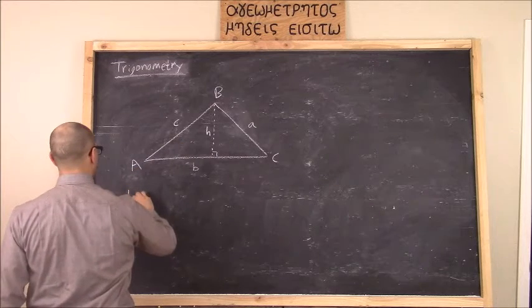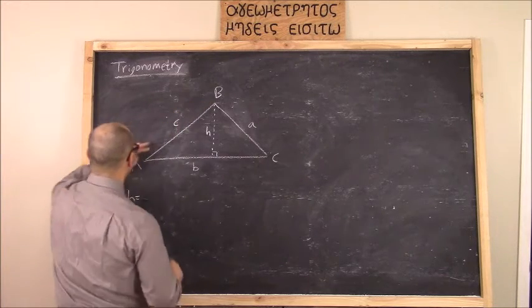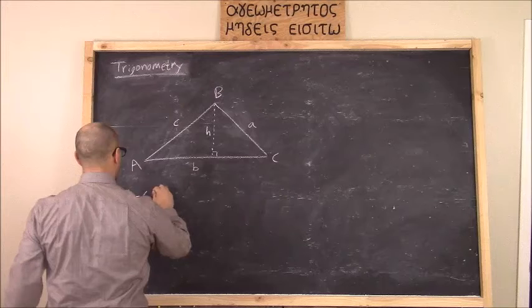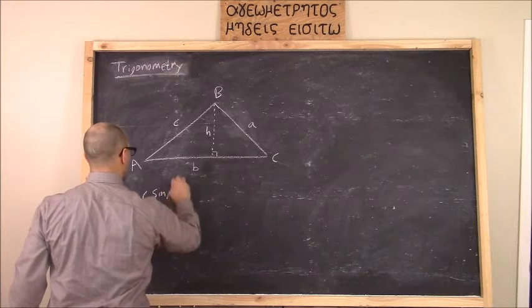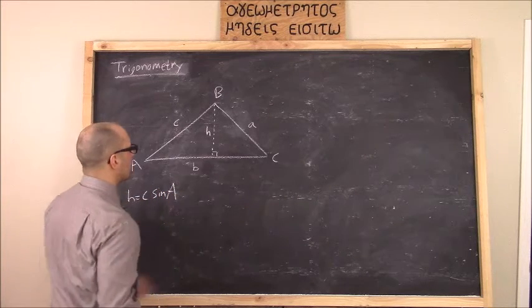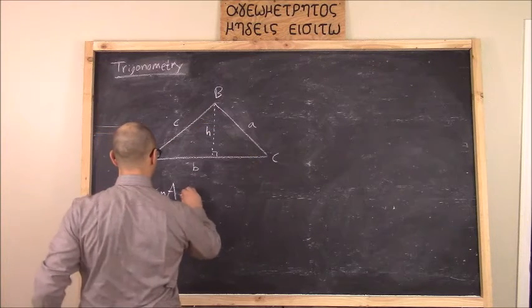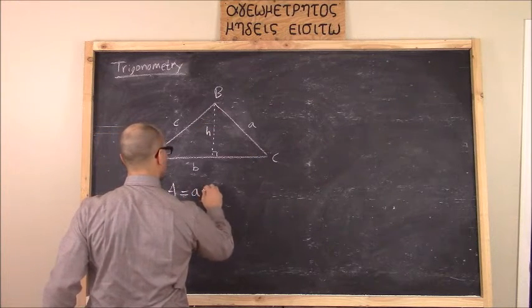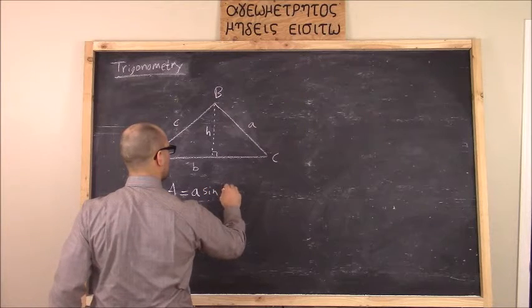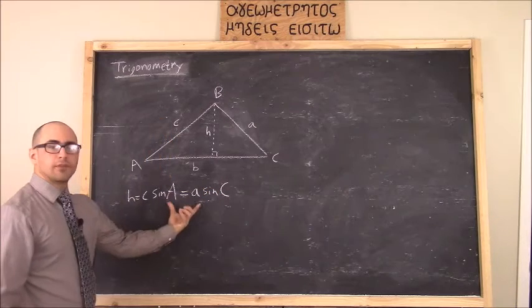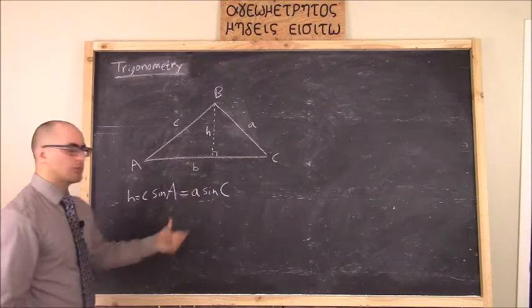Quite simply, h is equal to hypotenuse c times the sine of angle A. But it's also equal to hypotenuse a times the sine of angle C. So you can see that these two sides are equal to each other.